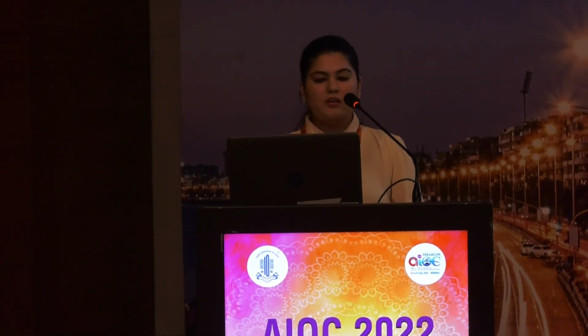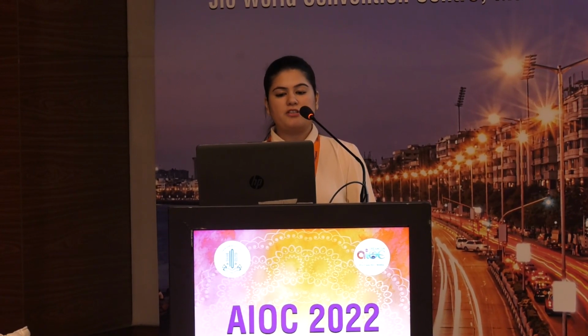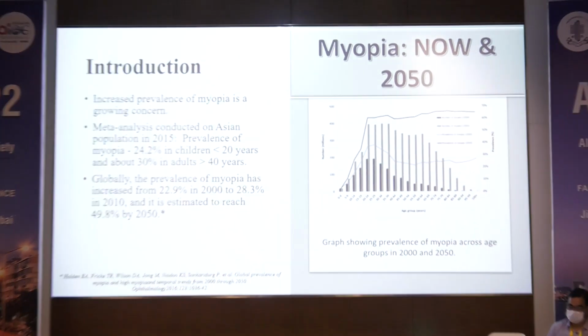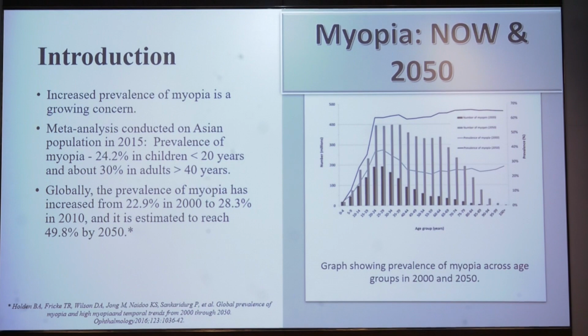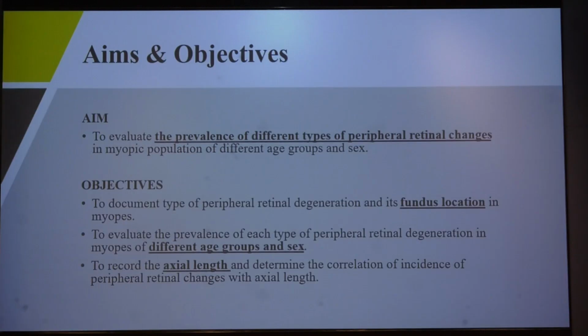Good afternoon, everyone. I'm going to present a study on clinical profile and distribution of peripheral retinal changes in myopic population in North India. Increased prevalence of myopia is a growing concern, and it is estimated that it will reach 49.8% by 2050, as depicted in this graph. And it's associated with increased prevalence of peripheral retinal degenerations also, which can be innocuous or can predispose to certain visual threatening complications like retinal detachment.